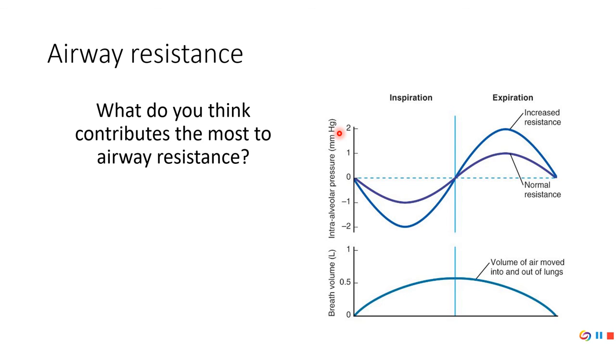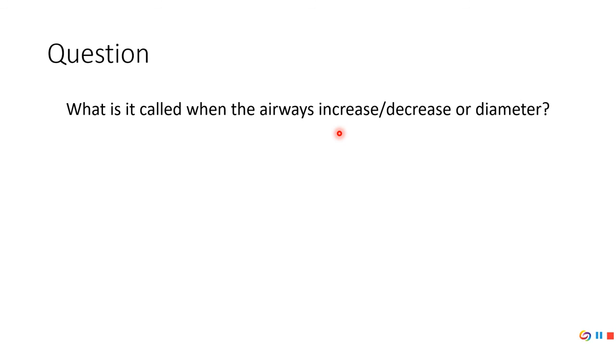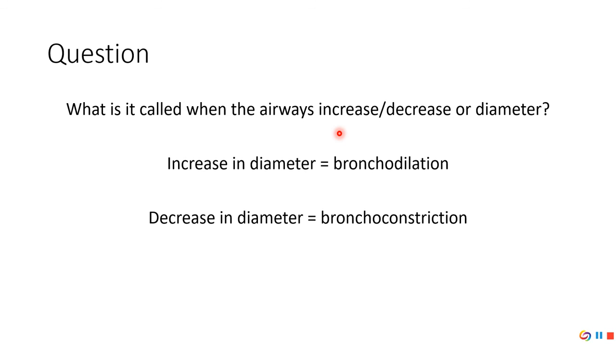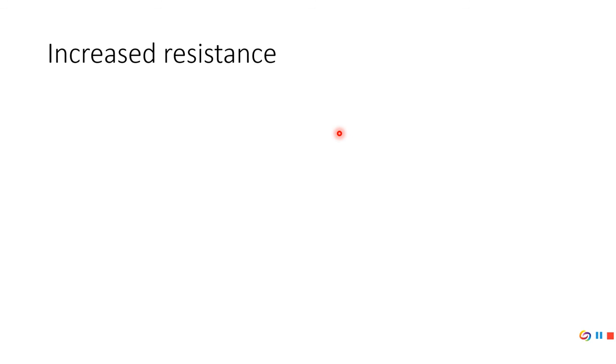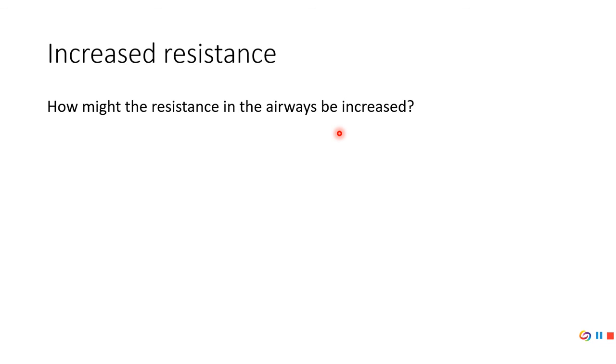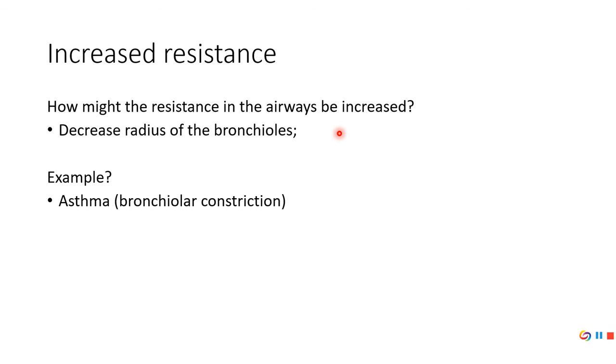So first of all, what contributes to this increase in resistance? Airway radius. Remember, radius has the greatest effect on resistance. So what do you think it's called when we increase airway diameter? If we increase diameter, it's bronchodilation. If we decrease it, it's bronchoconstriction. So when would we have a narrowing of those airways? This is what happens when someone has asthma. I've never had asthma, so I don't know what it's like, but asthma can be like you're trying to breathe through a straw. Not great, not fun, sounds terrible.